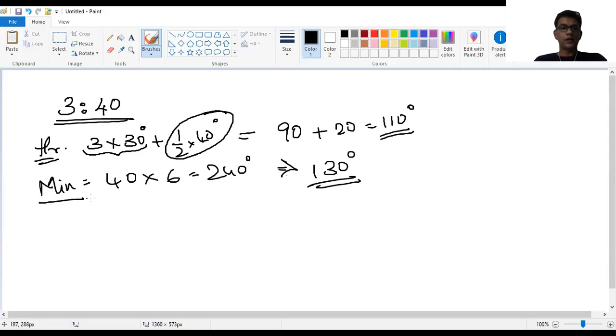And when it comes to the minute hand, you have to take only the minute hand's journey, which is of 40 minutes. So that's 240. All you have to do is subtract the smaller number from the bigger number. Okay, that's all you have to do. Subtract and you should get the answer.